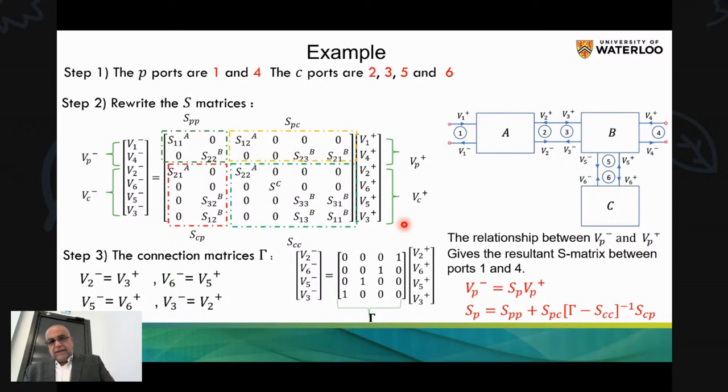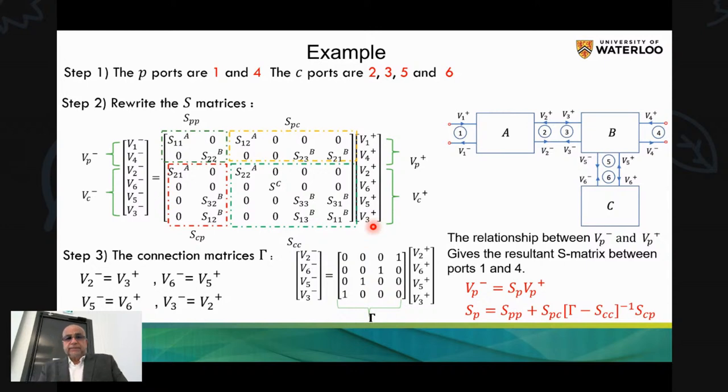So let's see. If I write these equations, I have to go back and forth between these states. So I'm going to write the VP here. It's six equations now. But I'm going to put V1 and V4 at the top because they are external. And the internal ports, V2, V6, V5, V3, because they are internal, I put at the bottom. Okay? And then here, V1, V4, V4 plus, and then V2, V6, V5, V3 plus.